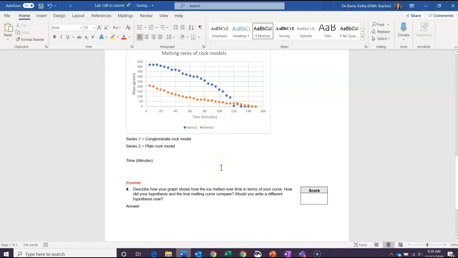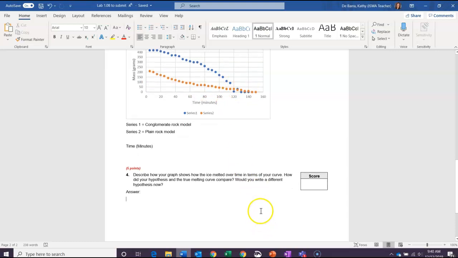So you would say something like the conglomerate rock model and plain model started with lines that look about parallel, but the plain rock model melted at a fairly consistent rate over the entire course of the experiment, whereas the conglomerate rock model had a steeper curve. At some point, it started to melt faster than the plain rock model. As long as you give me information about how that relates back to your hypothesis, so you can say whether or not that was in agreement with your original hypothesis, if you give me some information there, you'll earn full points for number 4.